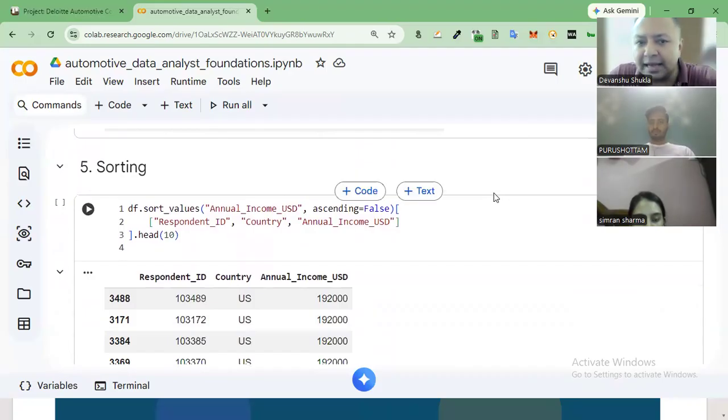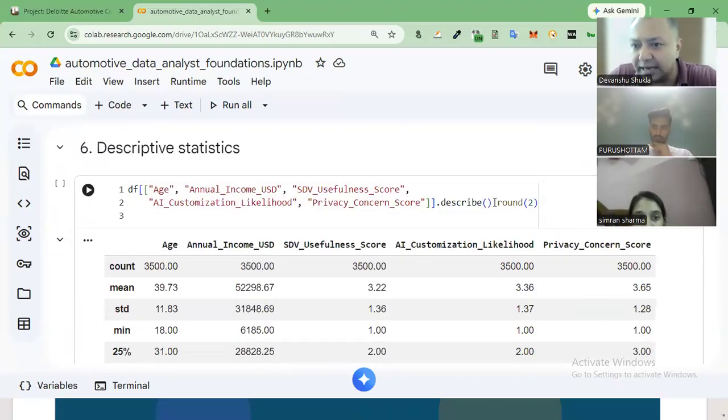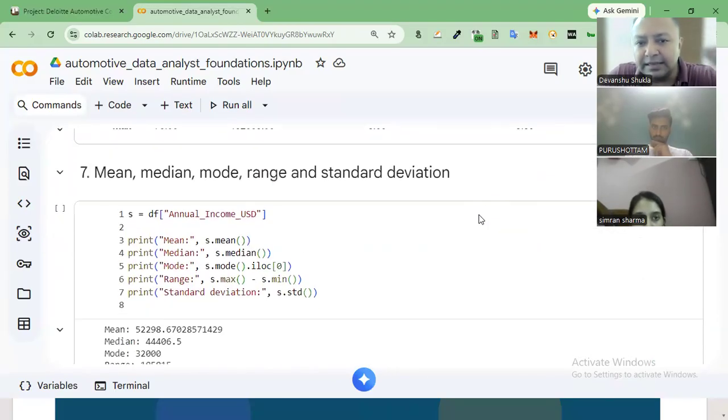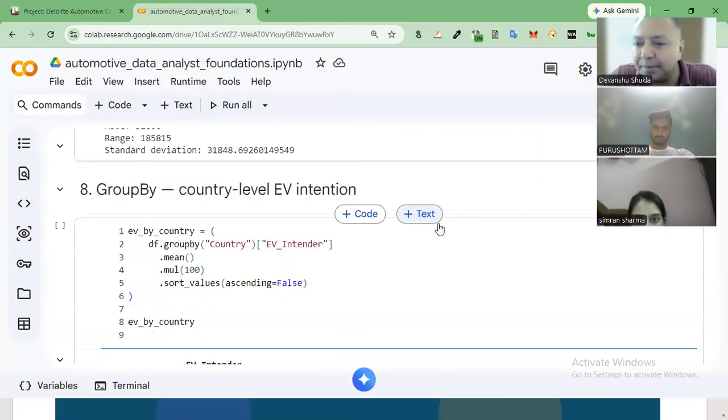You'll implement data analysis foundations such as sorting, and learn how to perform descriptive statistics on this dataset. Then you will understand mean, median, mode, range, and standard deviation, which are the base important concepts in exploratory data analysis. The very first step we do after we get a sample is exploratory data analysis, and it has these important concepts: mean, median, mode, range, and standard deviation, which we are going to understand and implement.